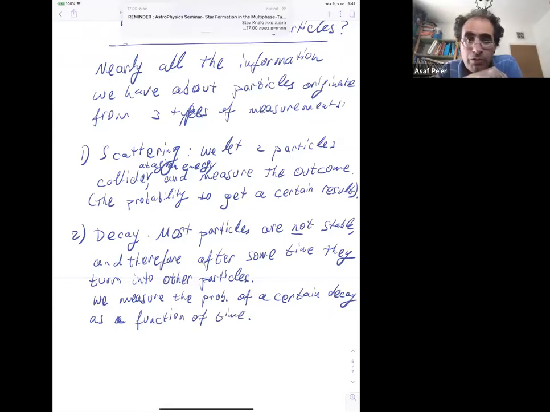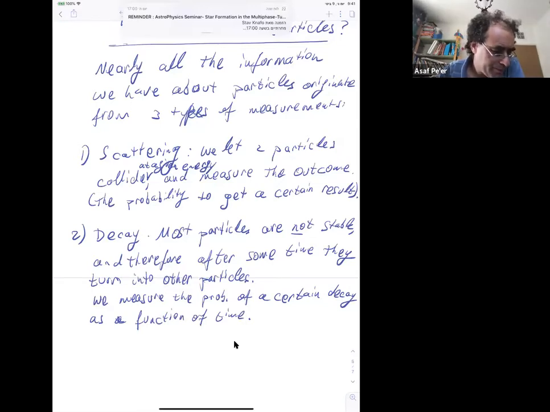By the way, if you find it hard to read my handwriting, let me know. If you don't hear me, if you don't see me, if you cannot read what I'm writing, let me know. I don't have a way of knowing.